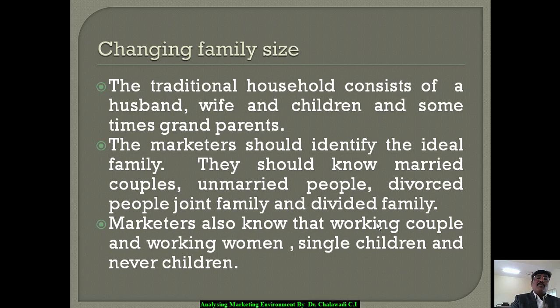If only one person is there in the home, what about his needs? The marketer should identify the ideal family: married couples, unmarried people, divorced people, joint family, divided family. If it is a divided family, they are very free to purchase goods and services. A joint family is a restricted family, where the head of the family takes the decision. Married people, unmarried people and divorced people have totally different needs, ideas, fashions and trends. Hence the marketer should know about the changing family size.